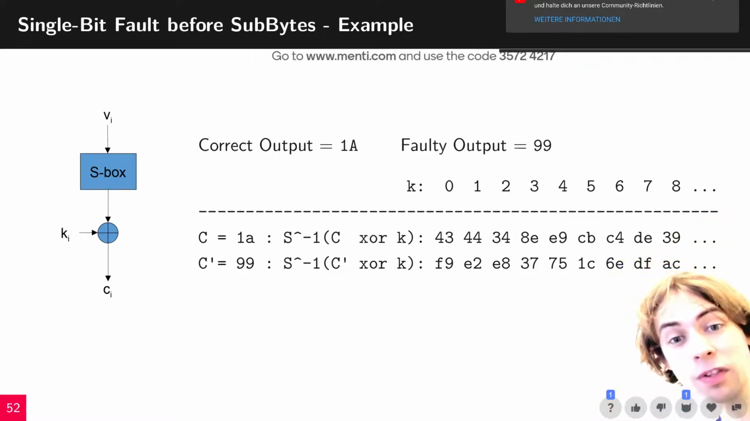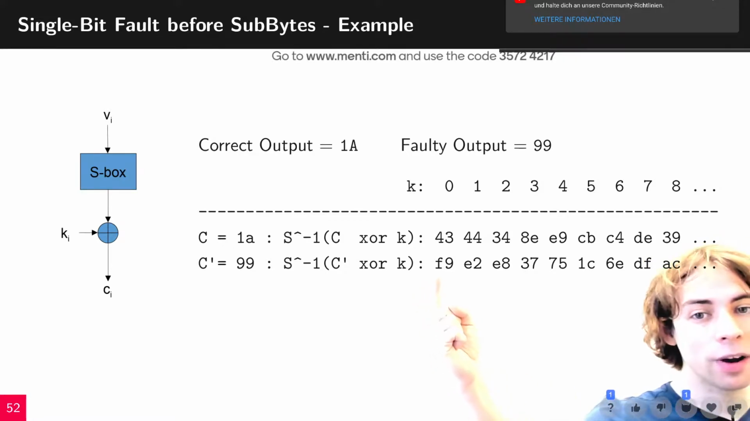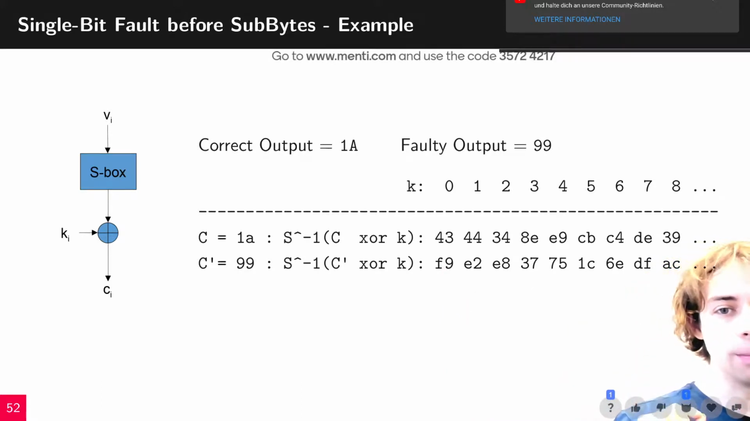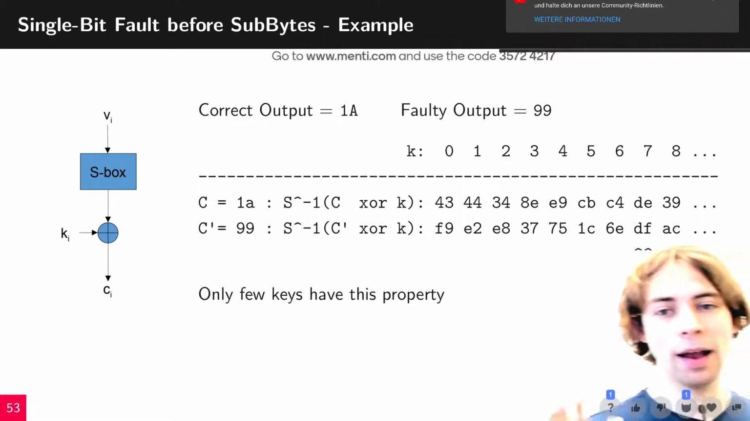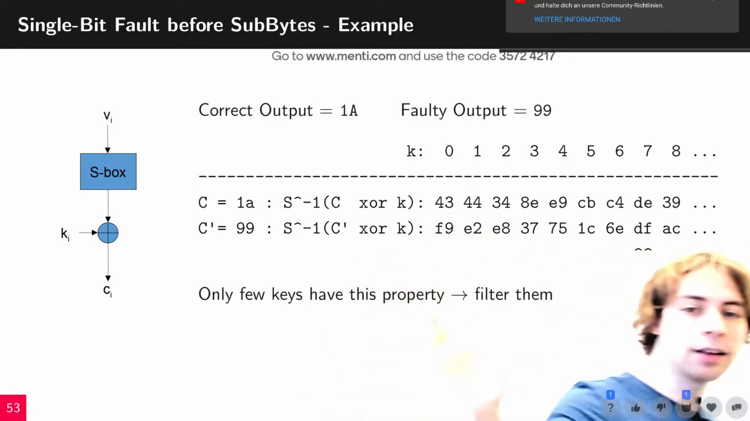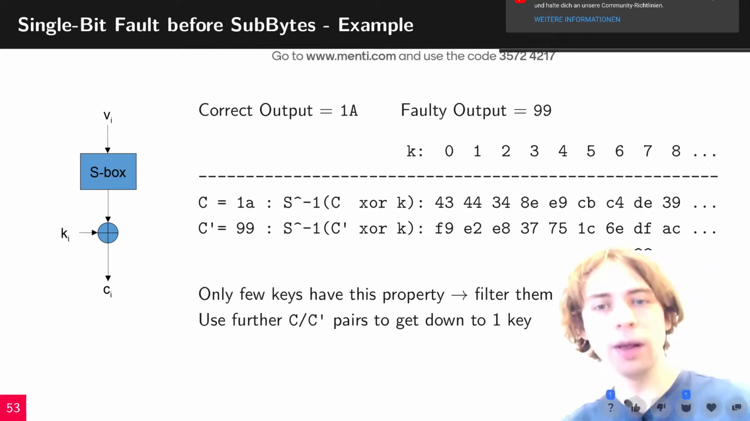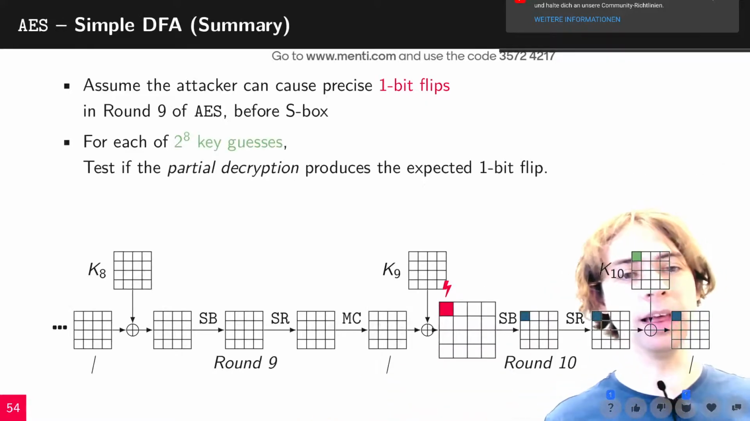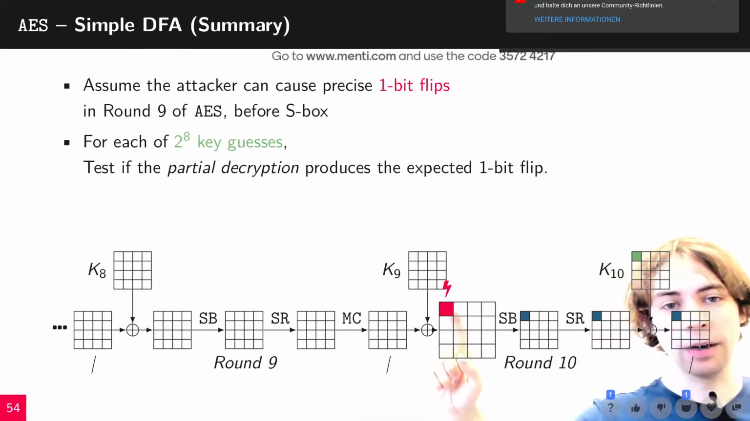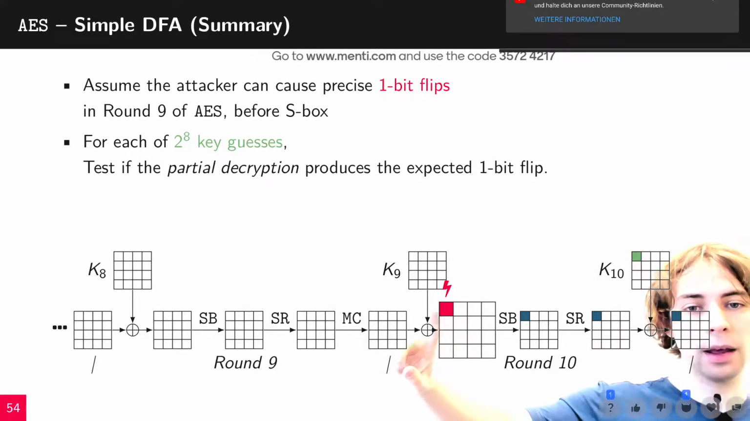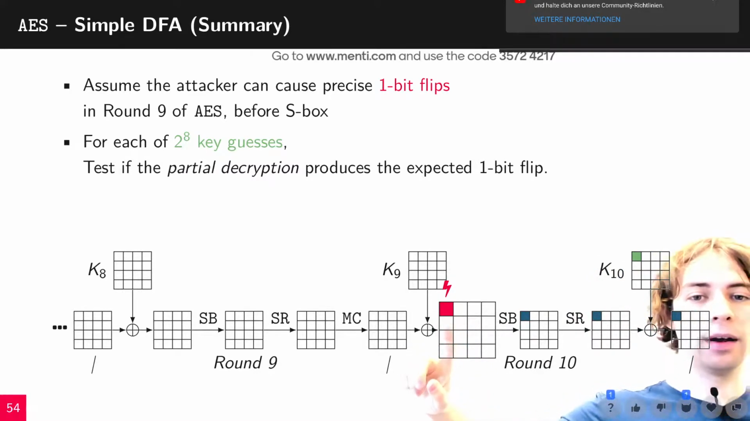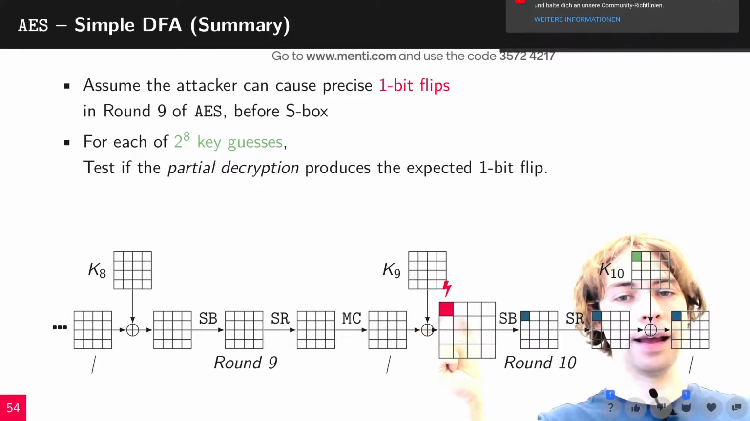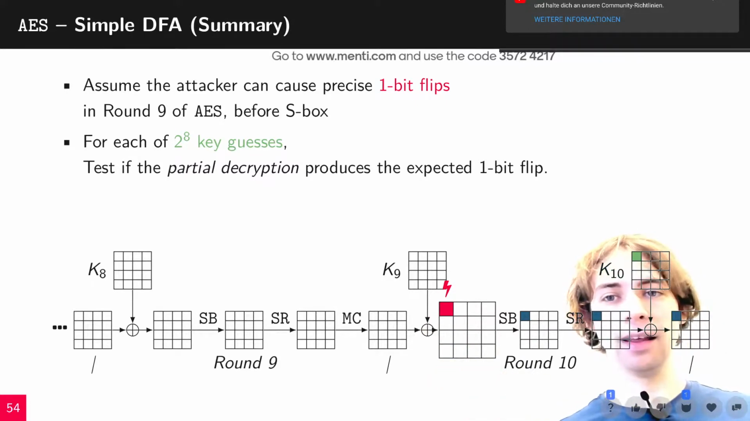Here's a single bit flip. And if we know that we induce single bit flips, we know that this cannot be the correct key because it has more than a single bit flip, and so on. Only this one has a single bit flip. And only very few keys have this property, and we can filter them. If we just observe a few pairs of faulty and correct ciphertexts, we get down to a single key. And if we got that, so we have a single bit flip here at the end of round 9, beginning of round 10, so after the add round key of round 9 and before the sub bytes of round 10.